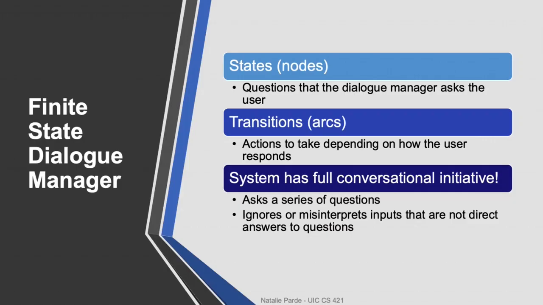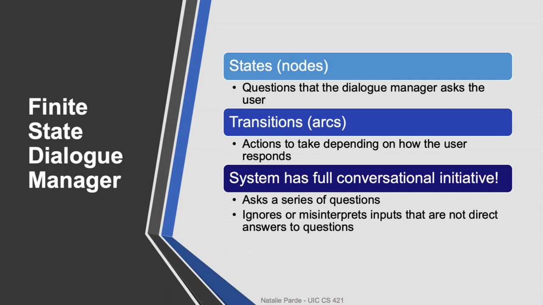Finite state dialogue managers are basically just finite state automata in which the states are questions that the dialogue manager asks the user, and the transitions are actions that are taken depending on how the user responds. You might have already learned a bit about finite state automata in your prerequisite courses, but if you haven't, we'll also review them in next week's module.